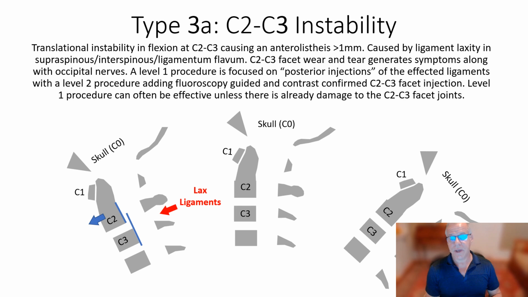Then we've got the type 3s. This is all about C2-3 instability. So we have translation of 2 on 3. And I've added 2-3 into CCI because it produces symptoms that are very much like CCI symptoms. And so for this one, the good news is that you've got lax ligaments in the back here at C2-3. So you can treat those with a relatively easy, simple prolotherapy injection at 2-3, and it should work to tighten that up.